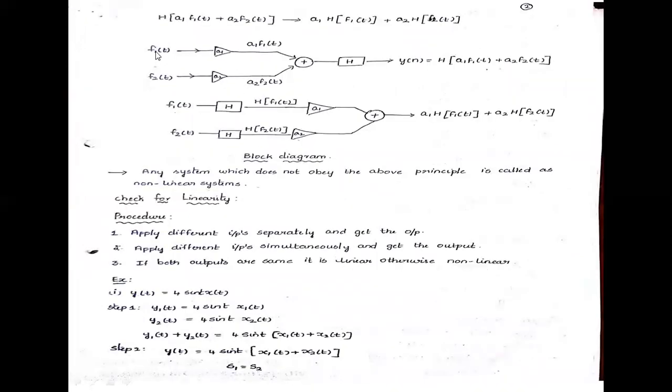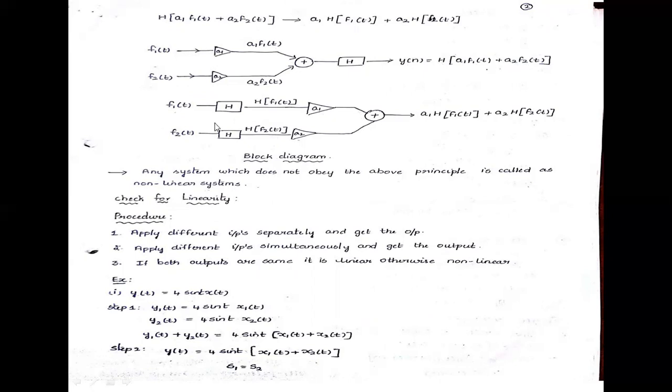Individually, the signal f1 of t is multiplied with a1 and f2 of t is multiplied with a2. Combining these two signals before giving them to the system, the system is h, as I have taken here. So y of n, actually it is y of t, my dear students, y of t is h of a1 f1 of t plus a2 f2 of t. Why is it h? The combined signal is passed to the system.